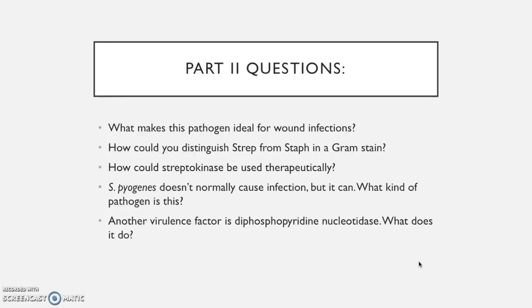So here are some questions about part 2. What makes this pathogen ideal for wound infections? How could you distinguish strep from staph on a gram stain particularly? How could streptokinase be used therapeutically? Strep pyogenes doesn't normally cause infection, but it can, so what kind of pathogen does that make it? Another virulence factor is diphosphopyridine nucleotidase, and what does that do?